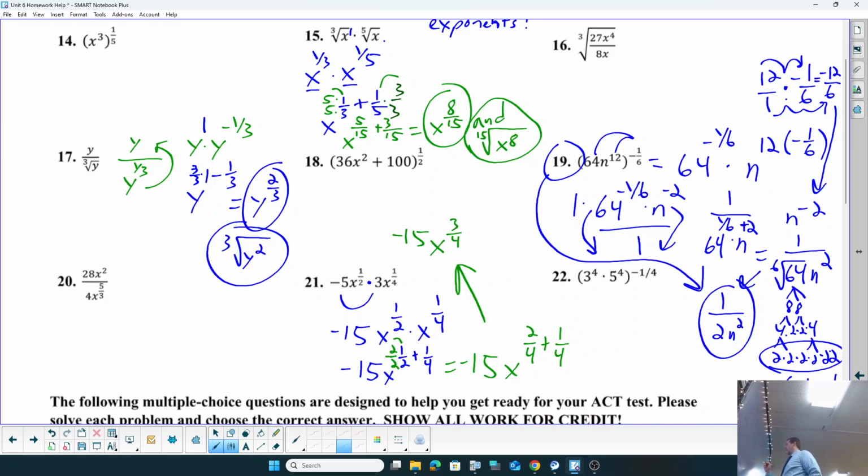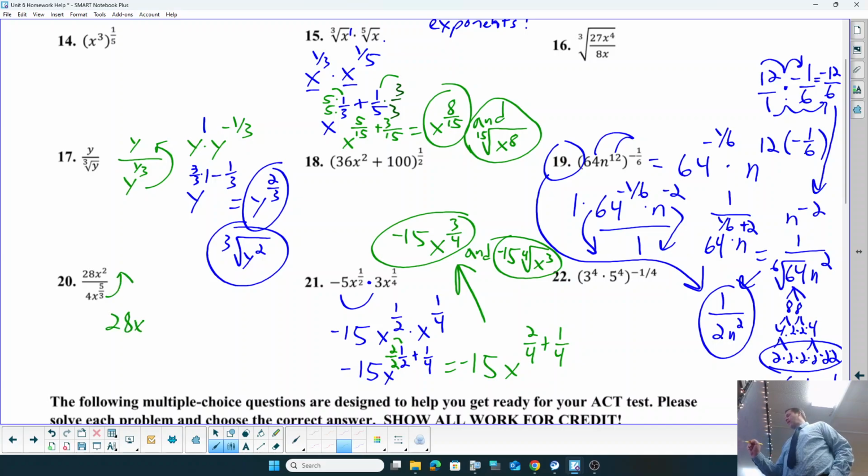Nice. And that can also be written as -15 times the 4th root of x to the 3rd power. Way-oh. So those are our 2 answers there. So make sure that you bring it up and make it negative.